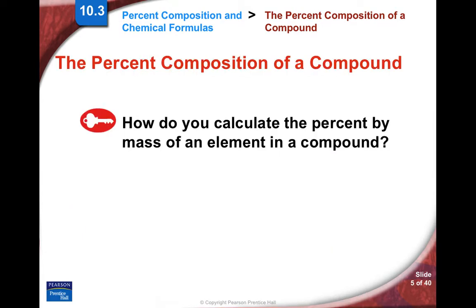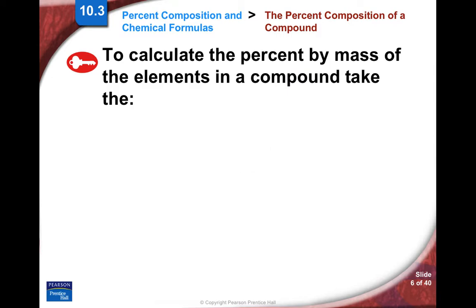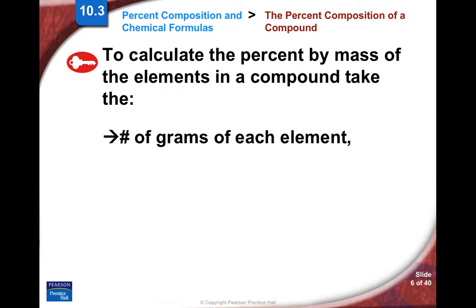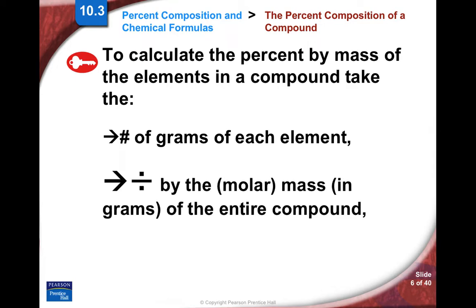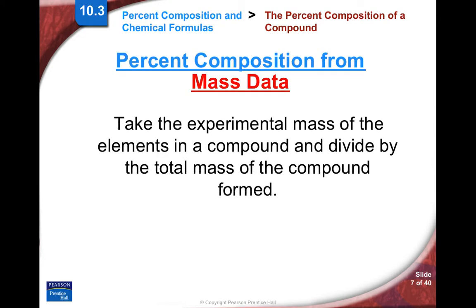So calculating percent mass of an element in a compound sounds a lot weirder than it really is. All you need is the mass data and then the chemical formula, and you're off and running. To calculate the percentage by mass of the elements in a compound, you're going to find the grams of each element. You're going to divide by the molar mass, the total, and then simply multiply by 100. That gives you percent. Percent composition from mass data, this is how these things were worked out.